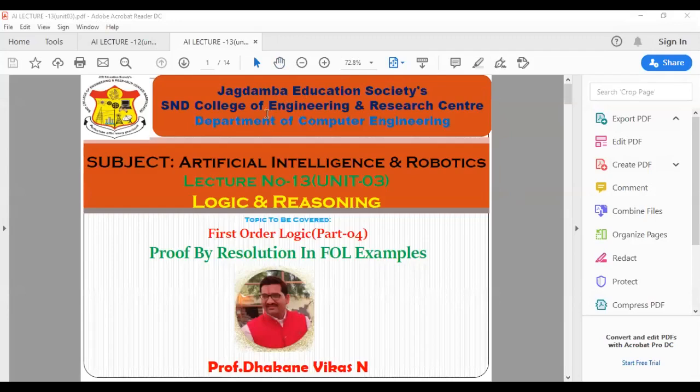Let's continue with the previous topic that we are discussing, that is resolution in first order logic. Last time we also saw one important example related to resolution. As all of you know, first order logic is utilized for knowledge representation in the case of an AI agent. And resolution is a kind of theorem using which we try to prove a certain conclusion. When a number of facts are given, how we can reach a certain conclusion from those facts, we prove with the help of resolution.